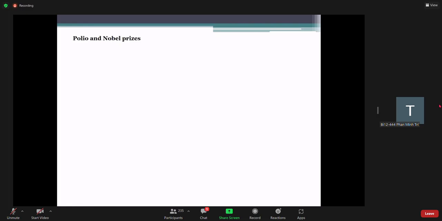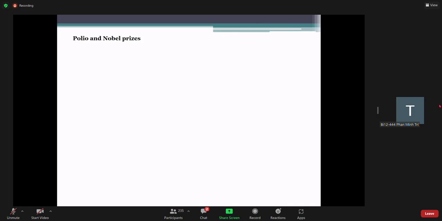Unlike the COVID-19 disease, it does not damage your lungs, but it can attack the motor neurons in the spinal cord, weakening the communication between the central nervous system and the muscles. So it makes the patients unable to breathe.